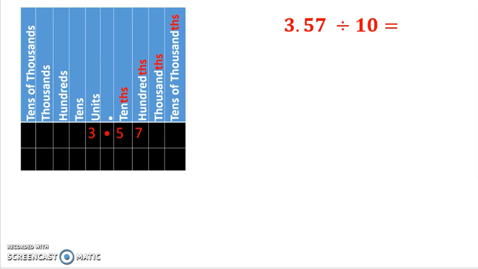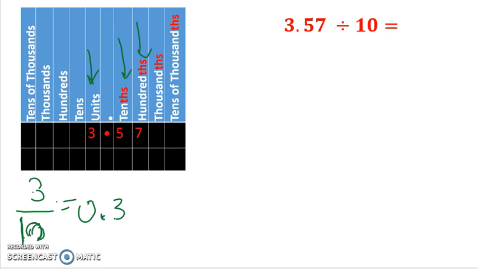So I've got 3.57. And what I'm going to do is, just like in the last video, take each of the numbers in 3.57. So I'm going to take the 3 units, the 5 tenths, and the 7 hundredths, and I'm going to divide each one by 10 to see if there's a bit of a pattern happening. So if I take the 3 units, fairly straightforward, and I divide by 10, then I get 3 tenths. And that is just 0.3.